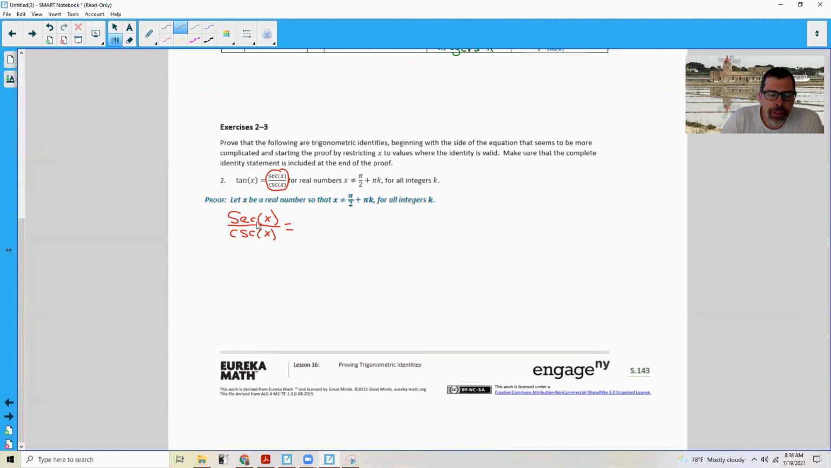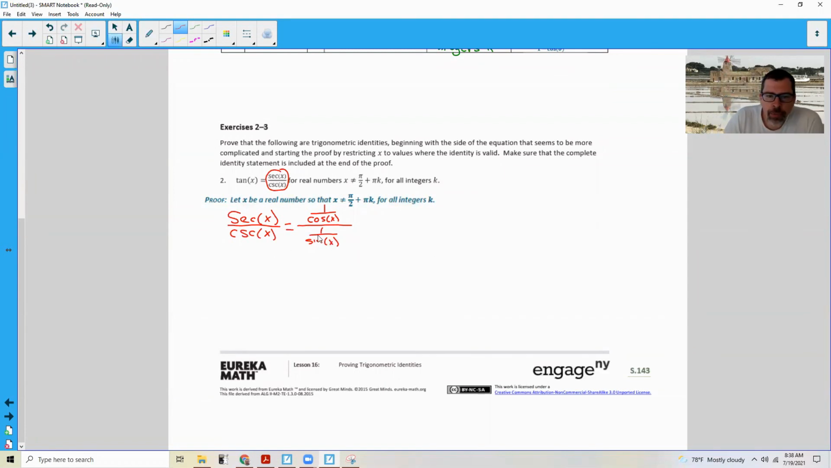Okay, and then what is secant x? Well, remember the way to remember these, because a lot of students confuse which is the inverse of sine and cosine. SEC, cosine backwards is COS. The only difference is that. So this is the inverse of cosine. So I'll rewrite that as 1 over the cosine of x divided by 1 over the sine of x. Okay?